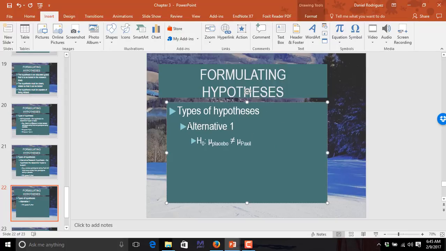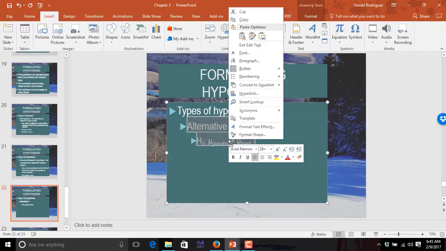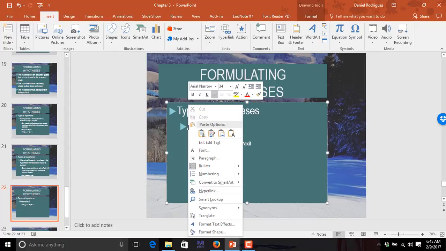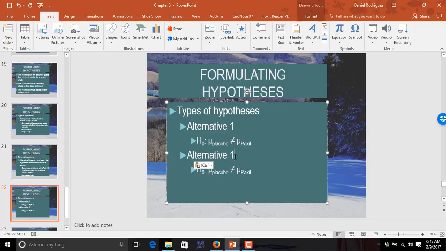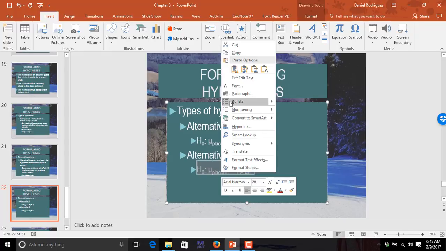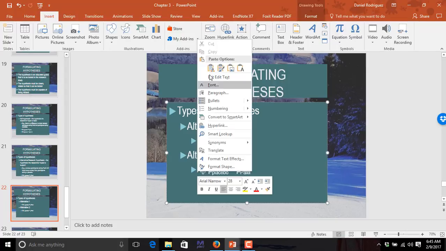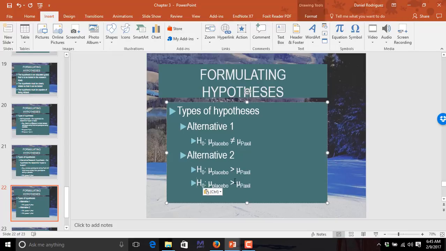And then let's copy this and paste it right here. The line is drawn here. There you go. Let's make alternative 2 something like greater than, and then let's copy this and paste. Okay. All right, so this is our other alternative. So we have these two different alternatives.